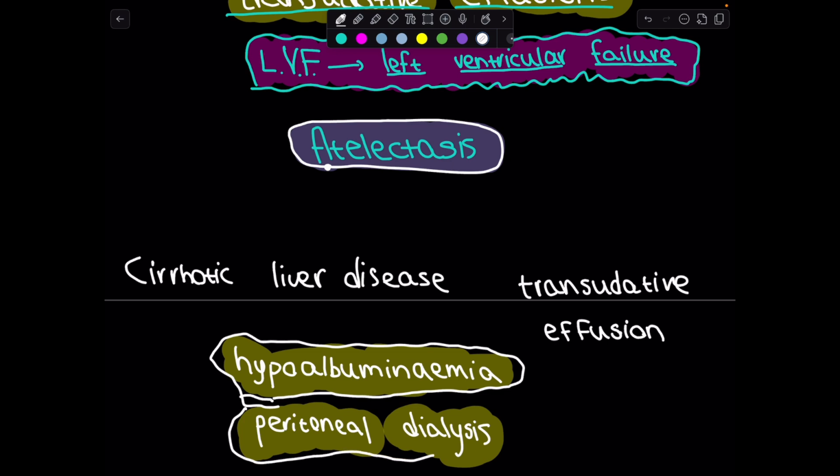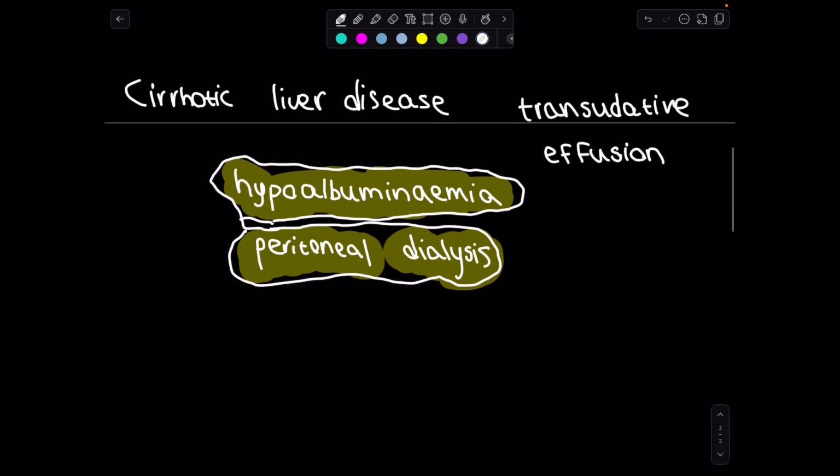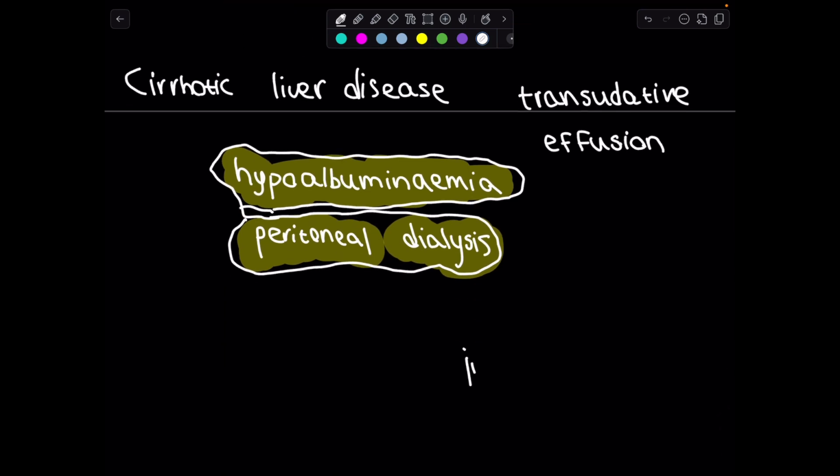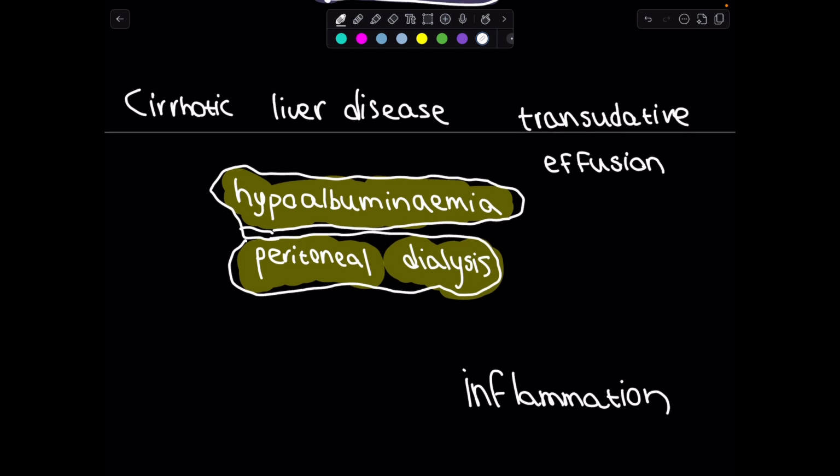Peritoneal dialysis. This can also lead to transudative pleural effusion, often as a complication called hydrothorax. Dialysis fluid in the peritoneal cavity increases abdominal pressure, which can push fluid through small defects in the diaphragm. I see. And inflammation then is more in exudative.